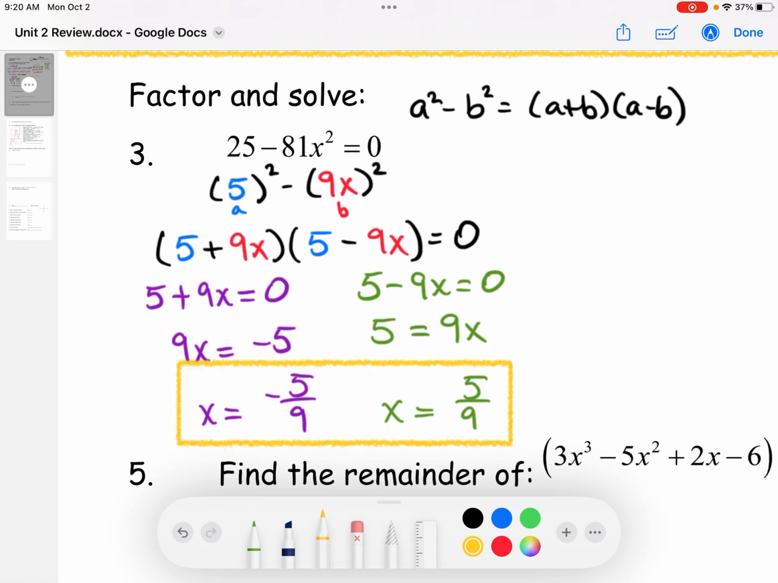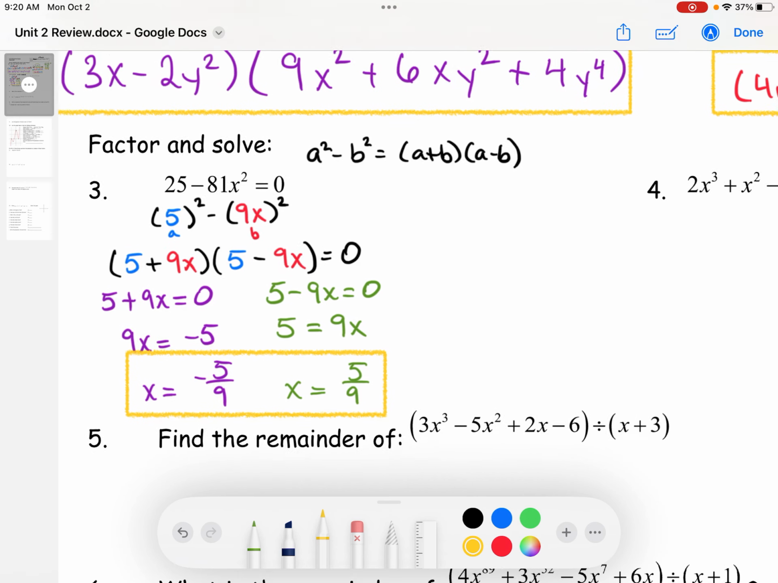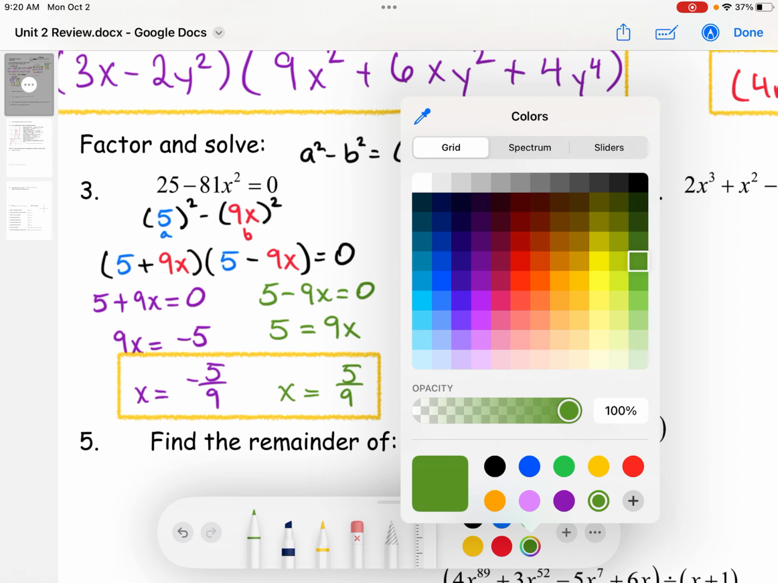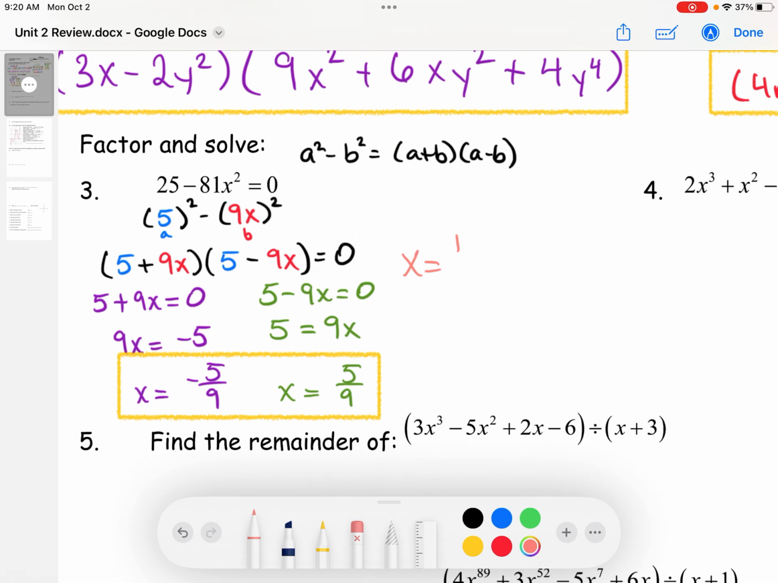And yes, if you wanted to, you could write that as x equals plus or minus 5 over 9. That is also correct.